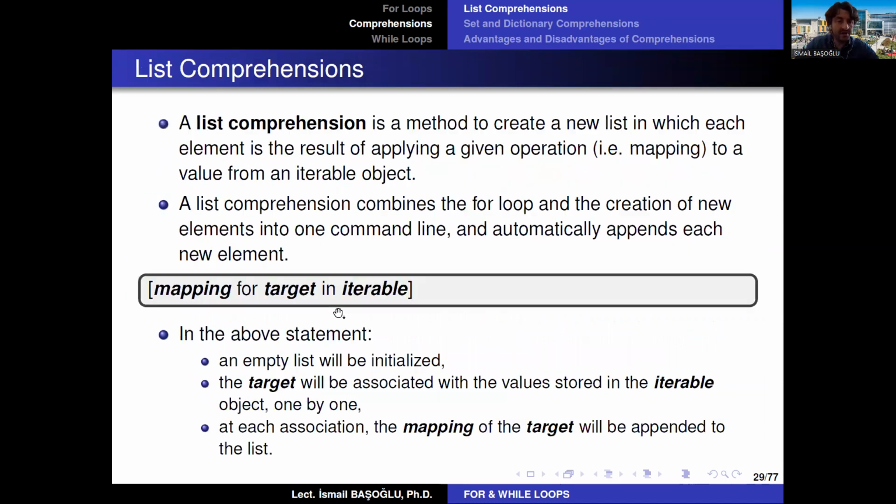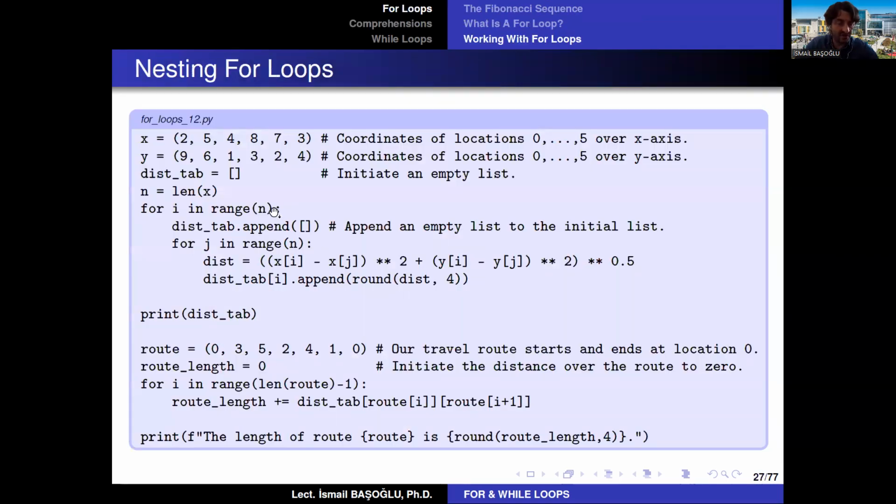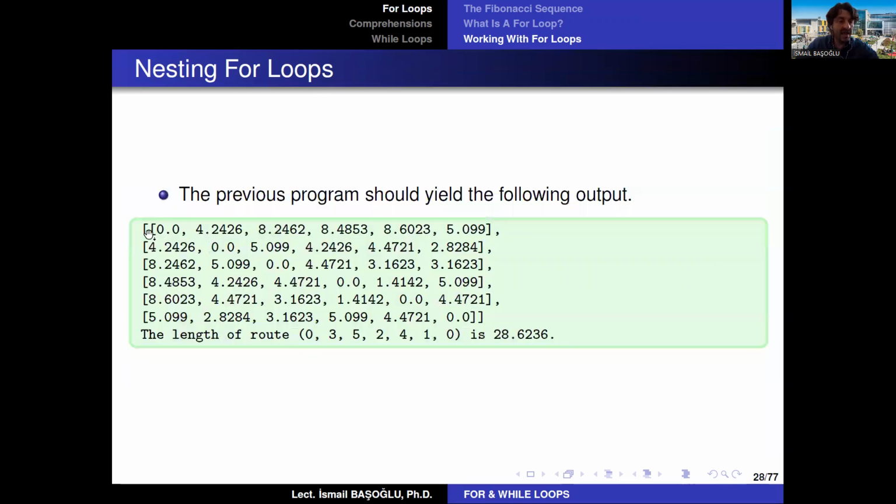So my friends, remember the previous example that I covered on Thursday. We had two tuples here, which respectively represent the horizontal and the vertical coordinates of 6 locations in a map. And we used two nested for loops here to create a distance table, which was basically a nested list. In this nested list, there were 6 elements. Each element is a 6-element list again, and it was representing a distance table, or in other words, a distance matrix.